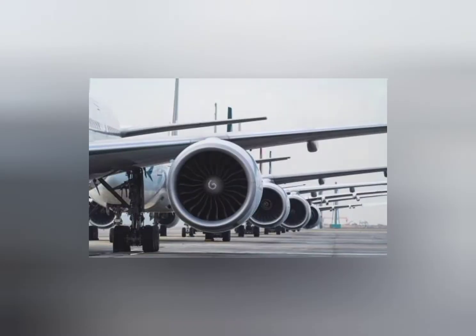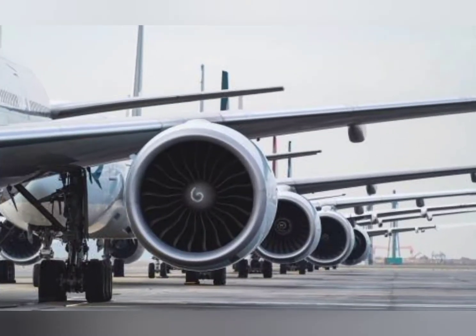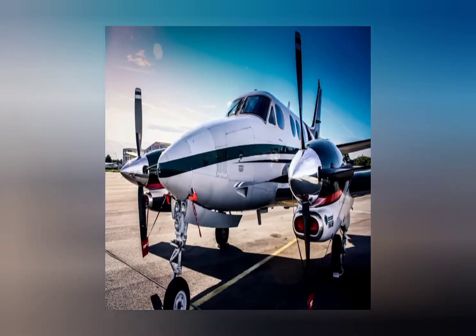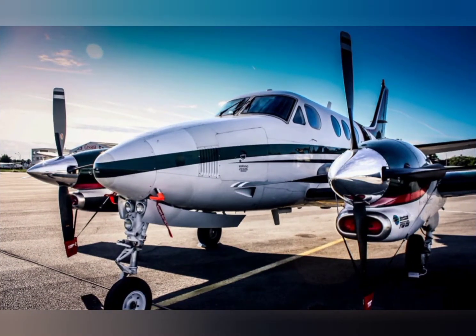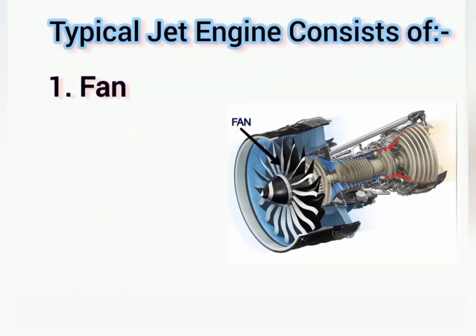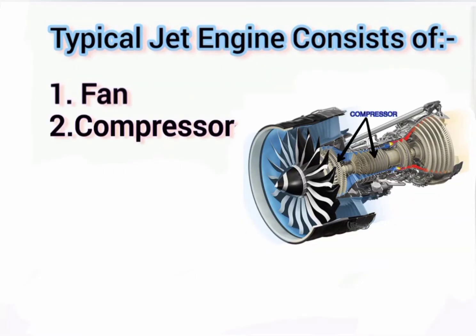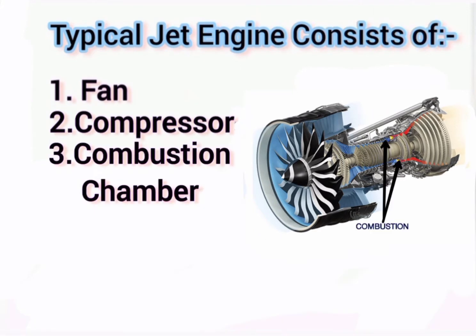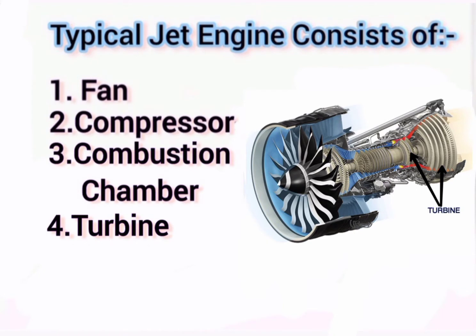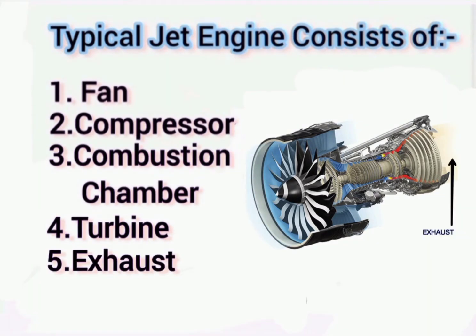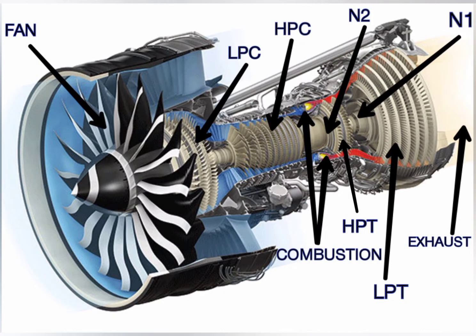So, we are going to explain the processes involved so that anyone can get a good understanding of the underlying principles behind jet engines. A typical jet engine consists of a fan, compressor, combustion chamber, turbine, and exhaust. Here is the overview.